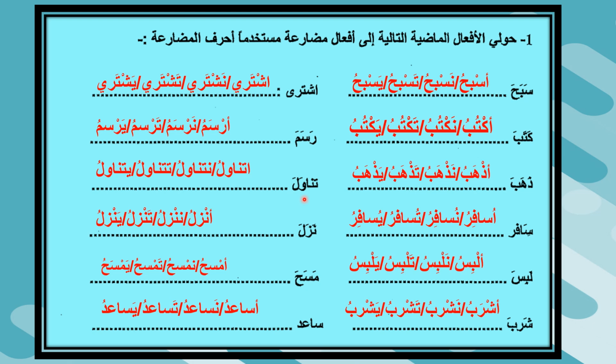So it's okay if you can just go on with the example. Tanawala means to take. Atanawalu, natanawalu, tatanawalu, and yatanawalu. So it is a 5-letter verb. Nazala, he sent, or to send down, or to descend. Masaha, to touch, and sa'ada, to help.